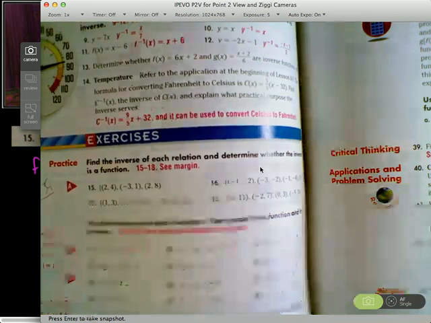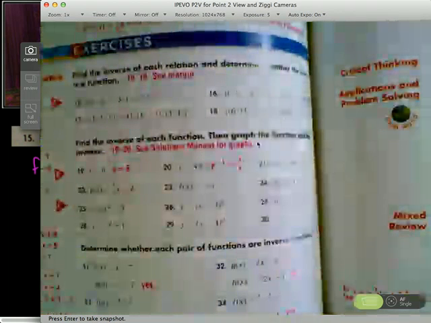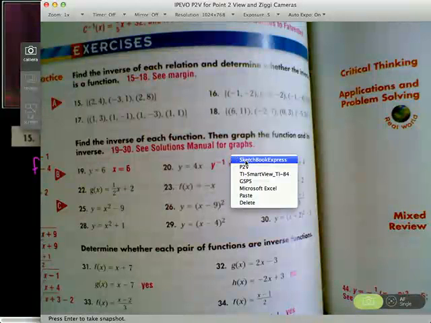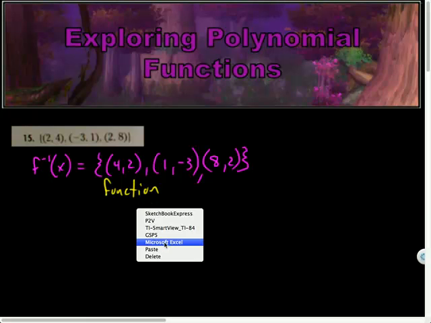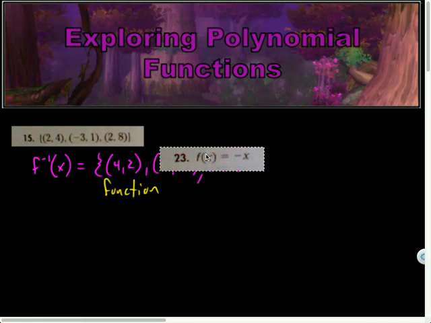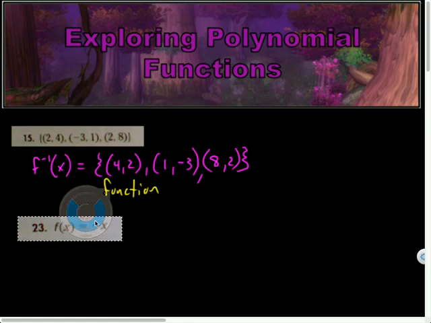How about some other questions here? 23. It says find the inverse of the function, then graph the function and its inverse. That happened yesterday in our classwork as well. It turns out any line that has a slope of negative 1 is going to be mirrored with itself when I graph it.